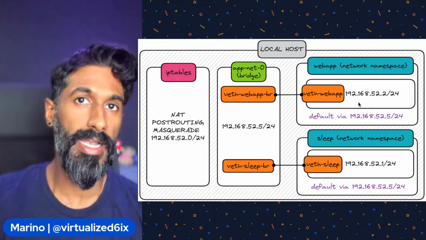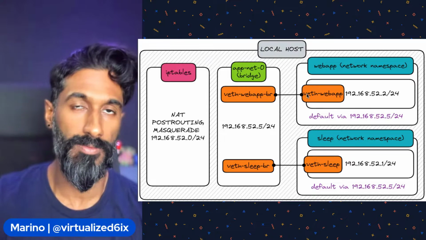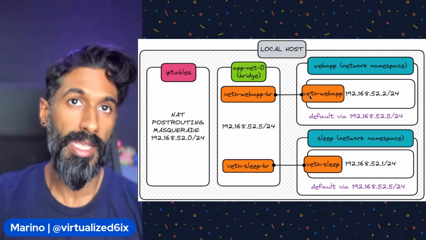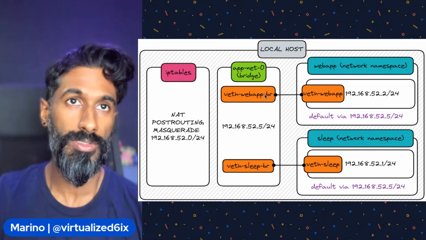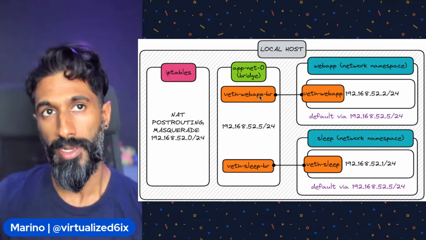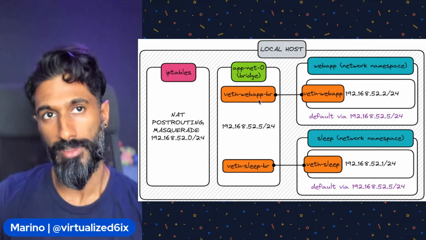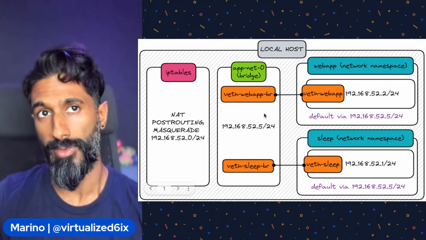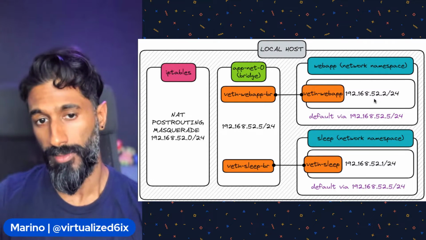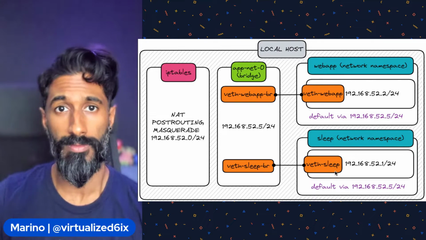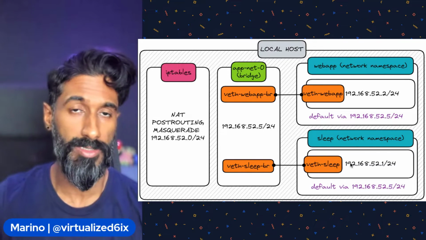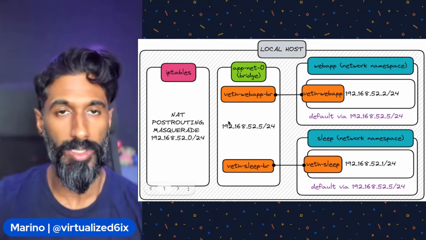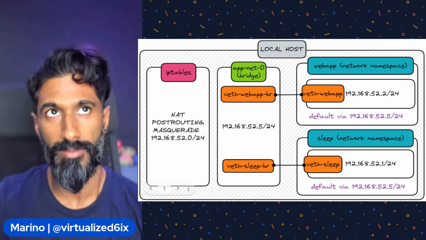Now, in this diagram, our process has a virtual interface with a virtual wire that terminates at a bridge. A bridge is just another switch. What this bridge is effectively doing is switching traffic between the two different network namespaces. I have one network namespace here, which is the web app, and the sleep network namespace right below. Because they're on the same bridge, they should be able to communicate very easily and flexibly.